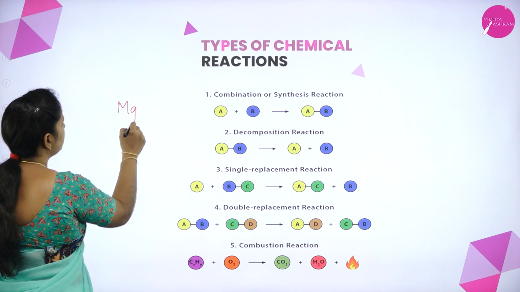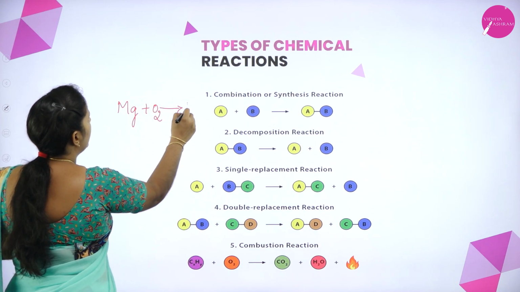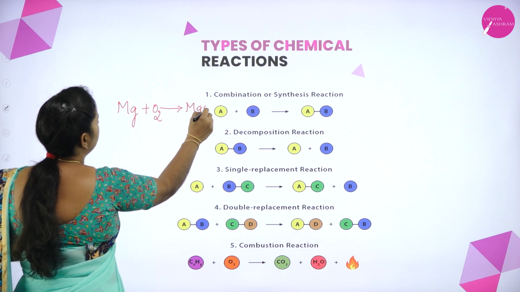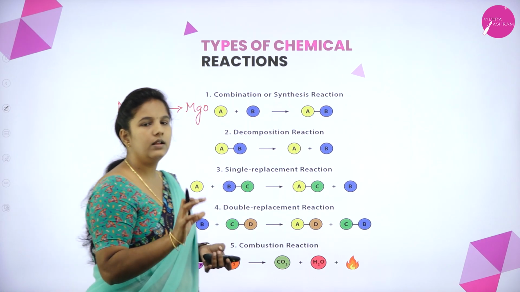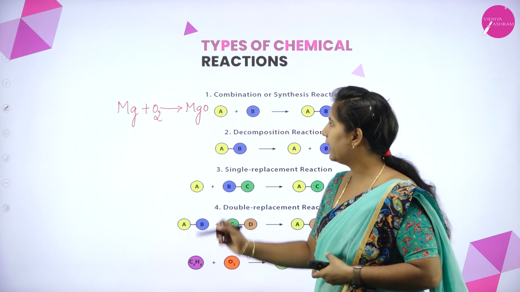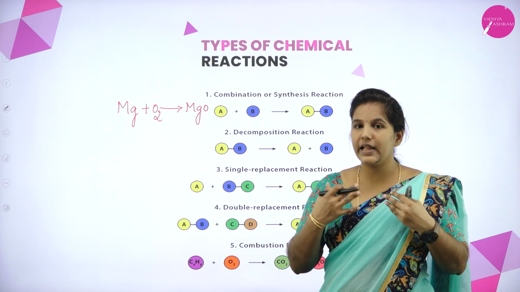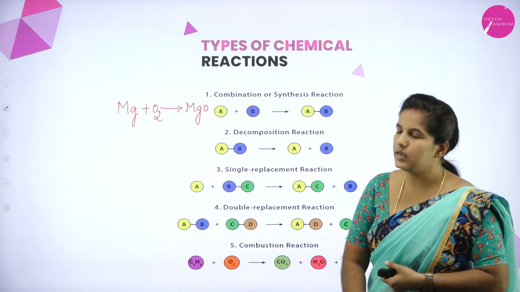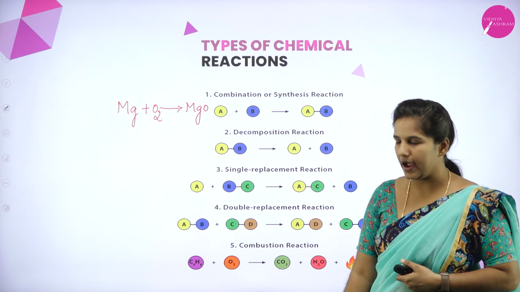The best example I can give you is magnesium combined with oxygen forming magnesium oxide. Here, the two different reactants combine together and form a single product. That is said to be a combination reaction.